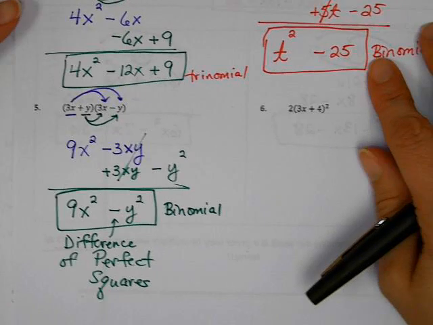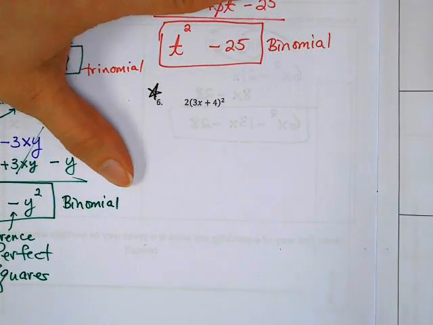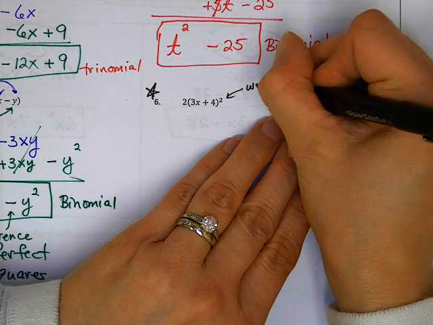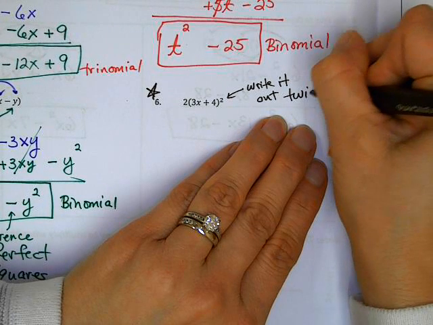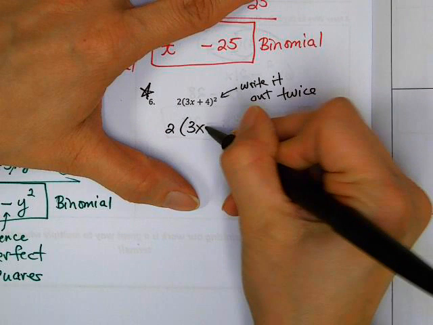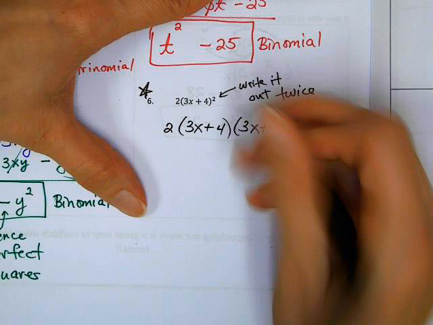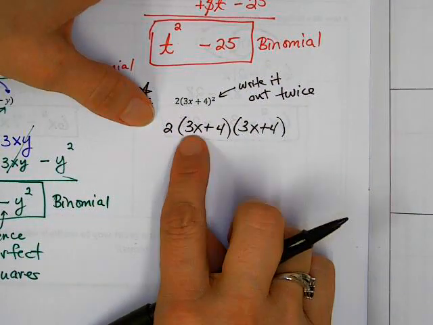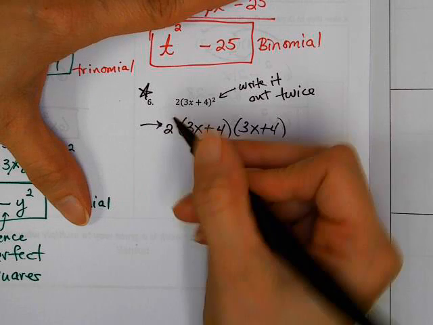Okay, and the last one, number 6, I am going to put a star here, because there's a couple of things. First of all, I see a squared. So we have to write it out twice. That's what square means. So the problem is 2 times (3x plus 4) times (3x plus 4). Okay, now I see what's happening. We've got to distribute. We have to double distribute, and we also have this 2. But I'm going to put a little note.